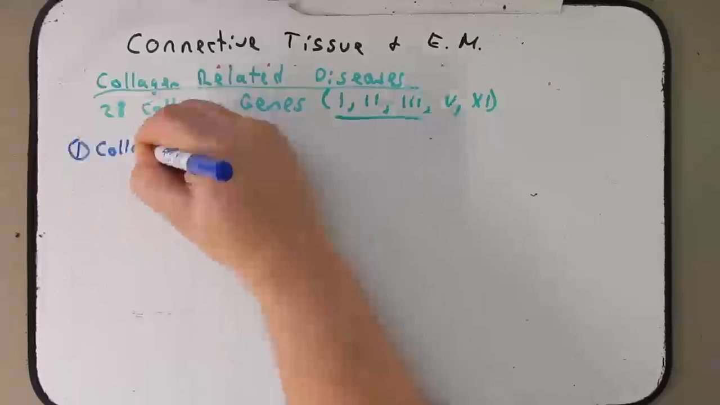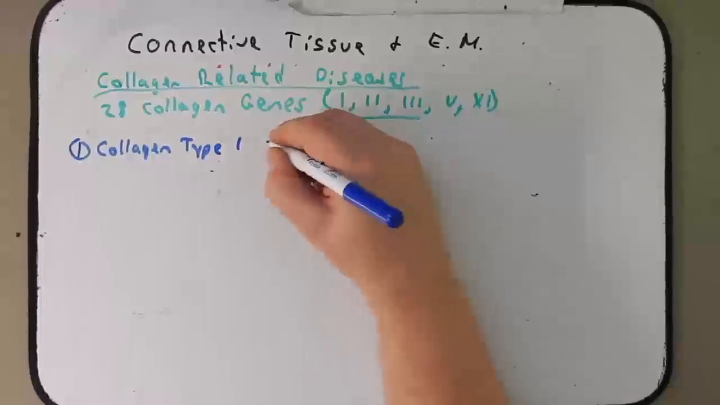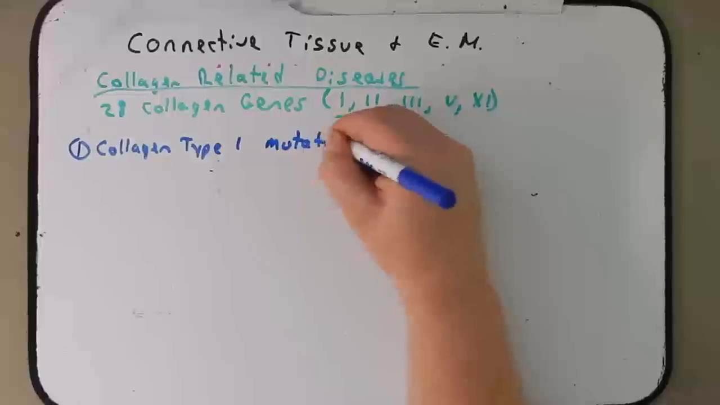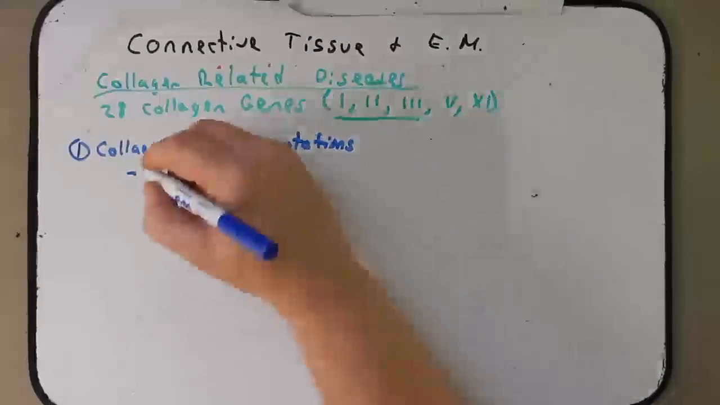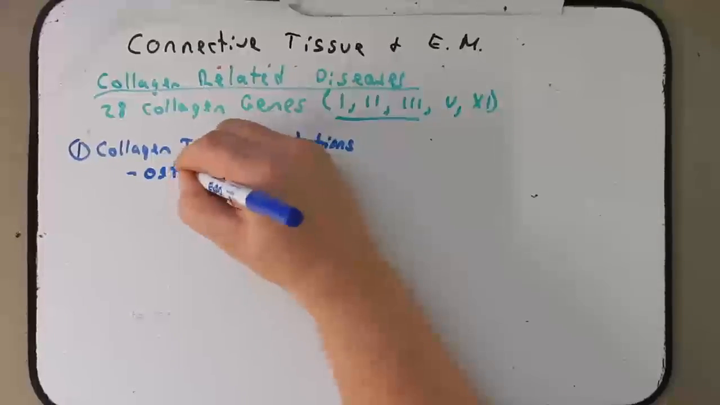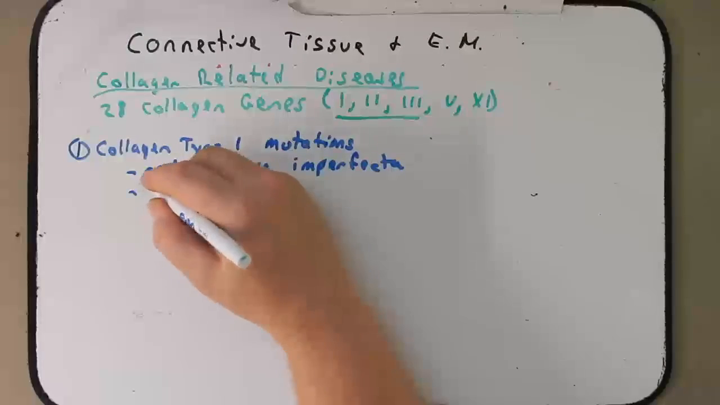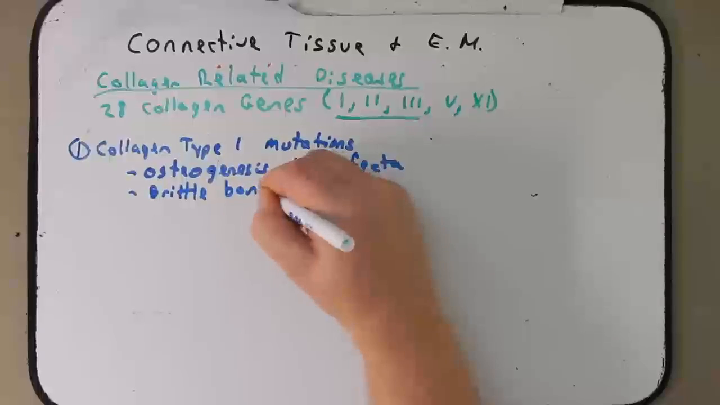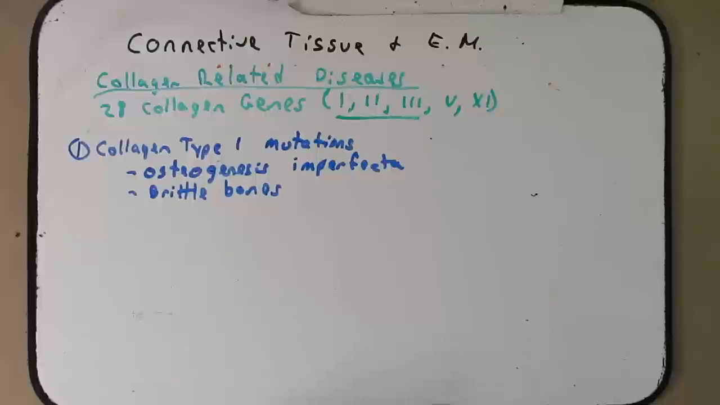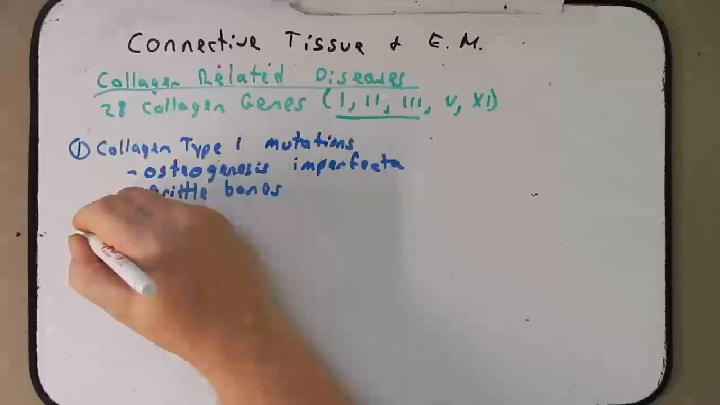So in the first one, collagen type 1 mutations will lead to a disease called osteogenesis imperfecta. This is characterized by very brittle bones. Individuals with this disease will have to be very careful because their bones will break very easily. This is particularly problematic during childhood as the bones are forming, and also problematic because if the disease hasn't been diagnosed, often parents are accused of child abuse.